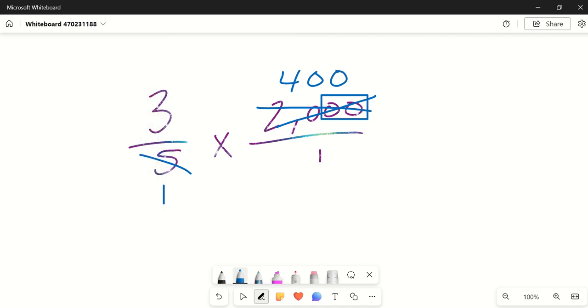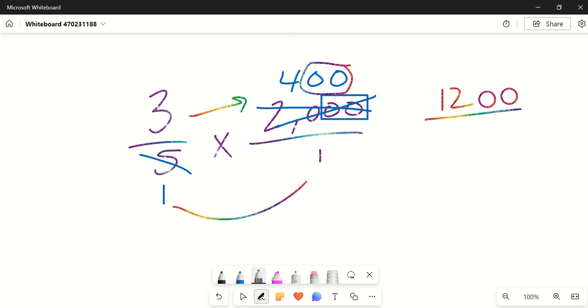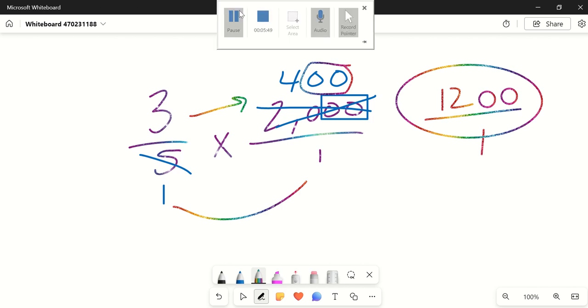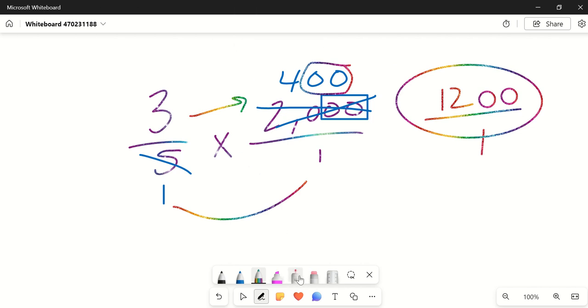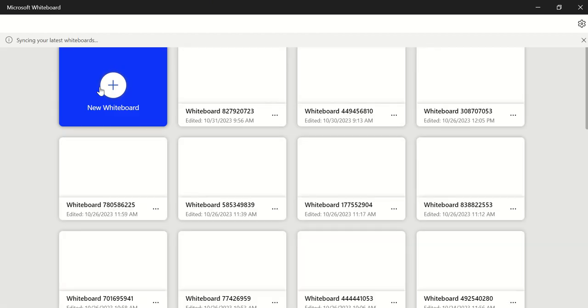And now I can multiply straight across after I've done cross simplification. 3 times 4 would be 12. Annex the 2 zeros at the end. And 1 times 1 is 1. So it'd still give me my answer of 1,200. And those are the two methods that you can use to find the percent of a number.